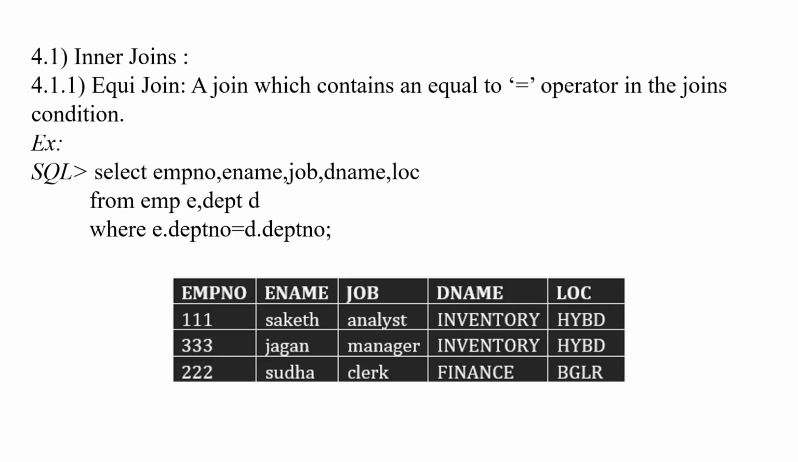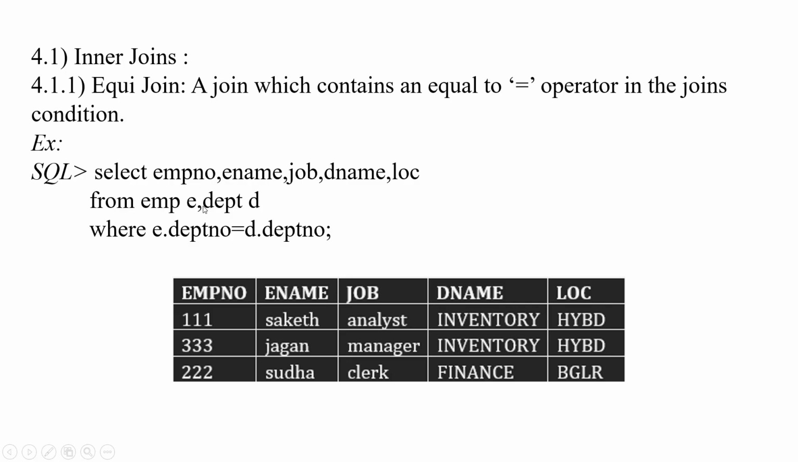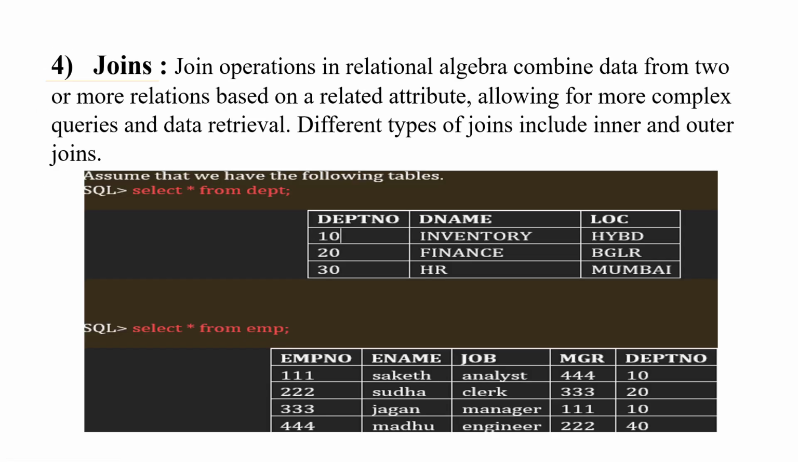this is the basic query. Select employee number, employee name, job, DName, LOC from employee table and department table where E.department number is equal to D.department number. We are checking whether the department number in employee table equals the department number in department table. If both are equal, we will return the employee number, employee name, job, DName and location of that current employee.